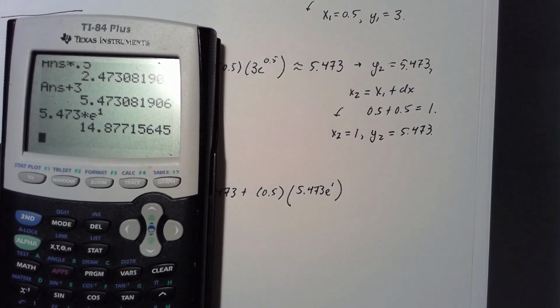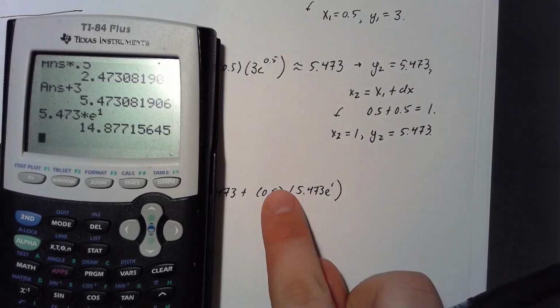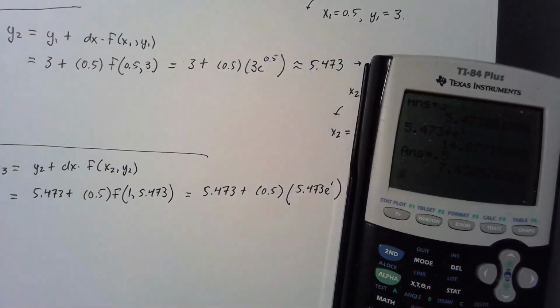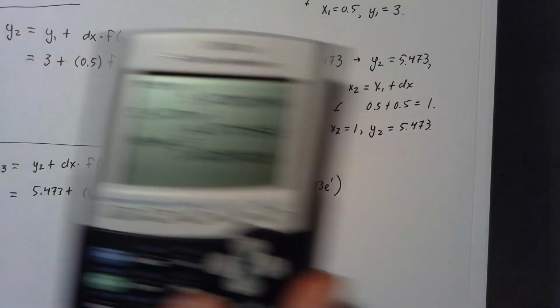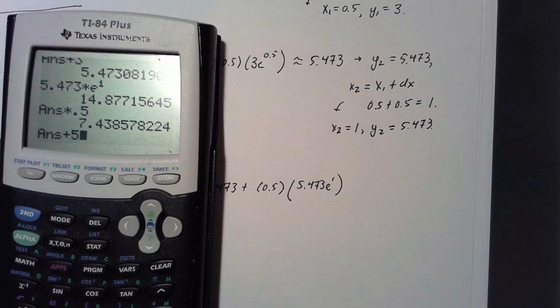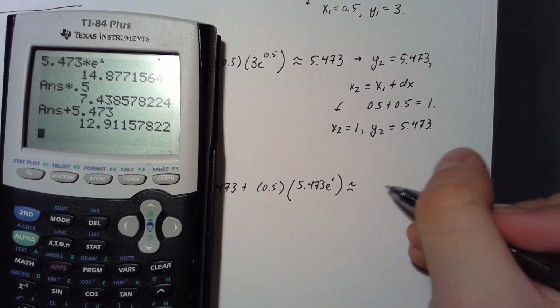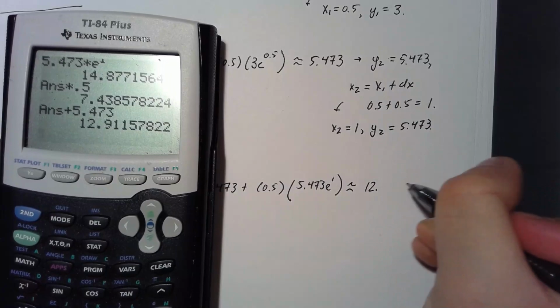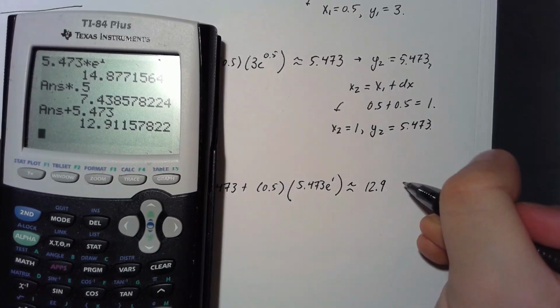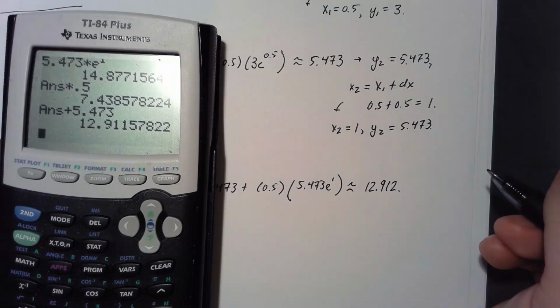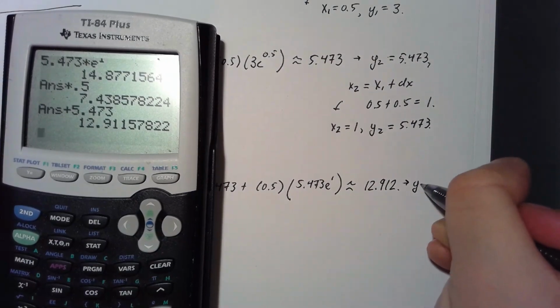And that gives me 14.88, or well, we did it to 3 decimal places, so 14.877, but I'm going to multiply that by 0.5. Gives me that, and then I'm going to add 5.473 to that. So plus 5.473. That gives me an approximation of 12.912. So that's what y sub 3 is.